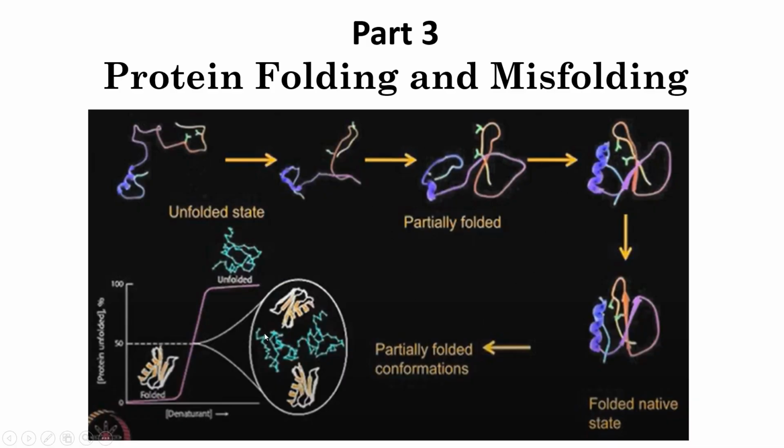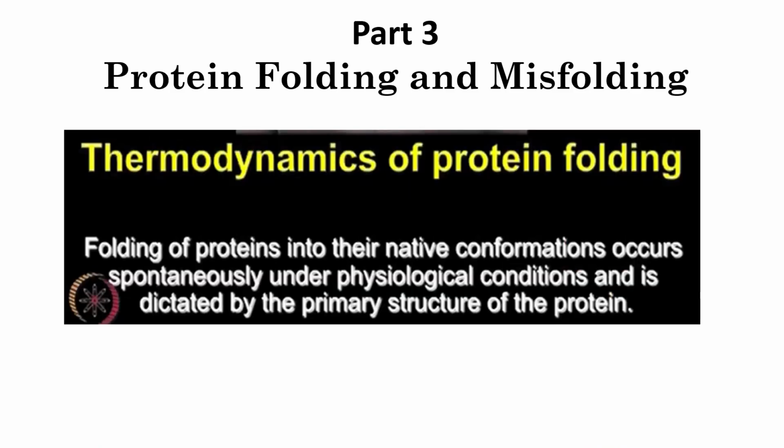So this is just an example of the same thing. This is the folded protein. When you add the denaturant, increase the denaturant concentration, it will form the unfolded protein. So this is the unfolded one. This is the partially folded one. So this experiment can be done with the help of urea, beta mercaptoethanol, etc. And people can understand how protein folding is taking place.